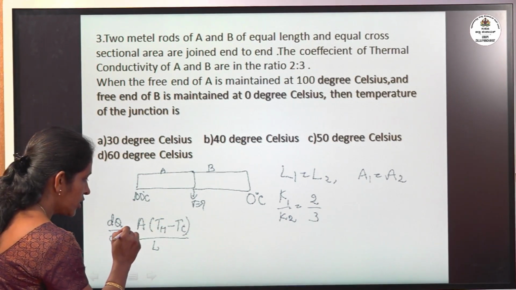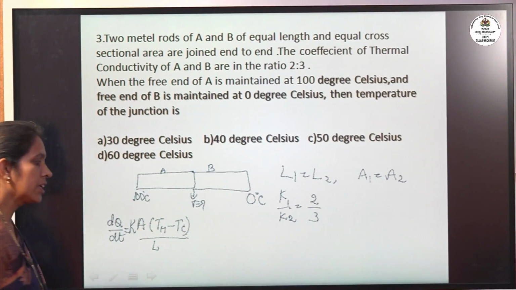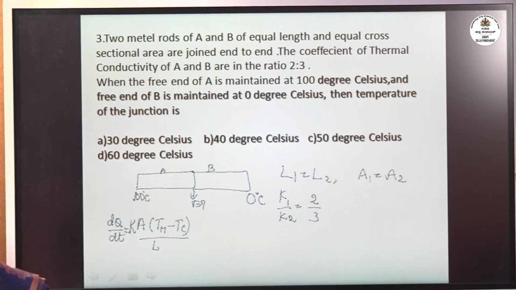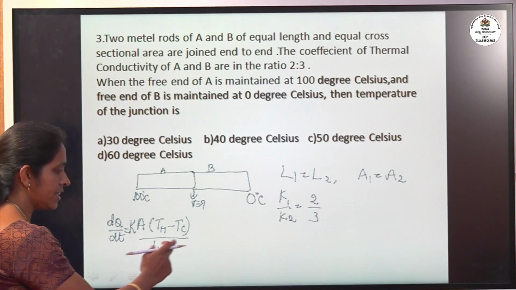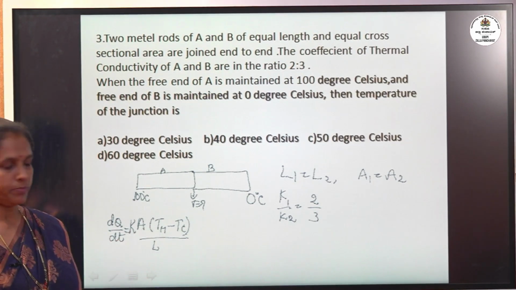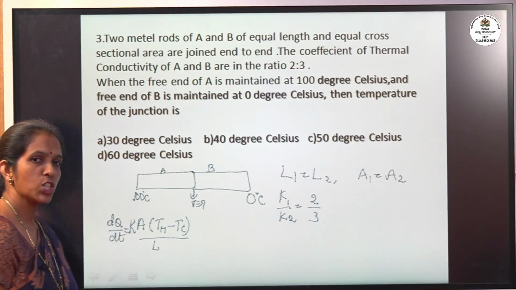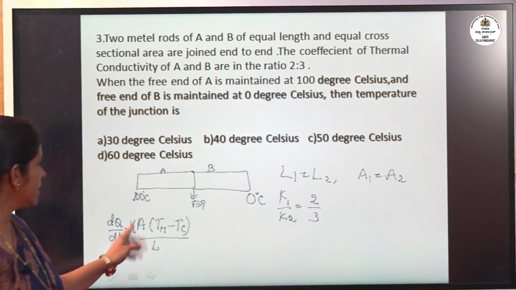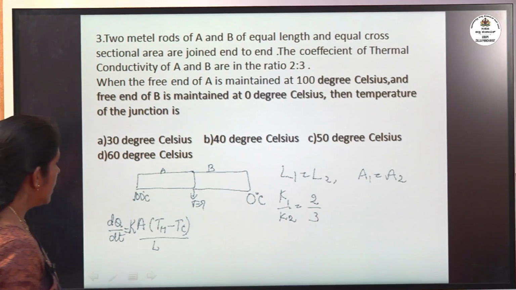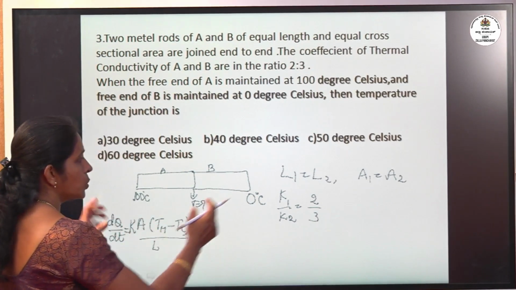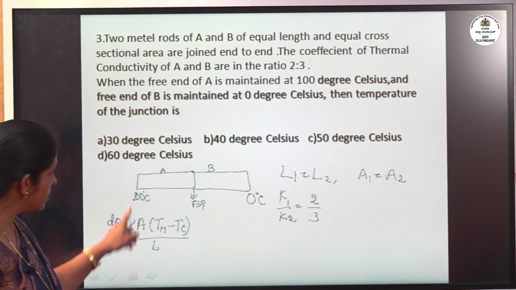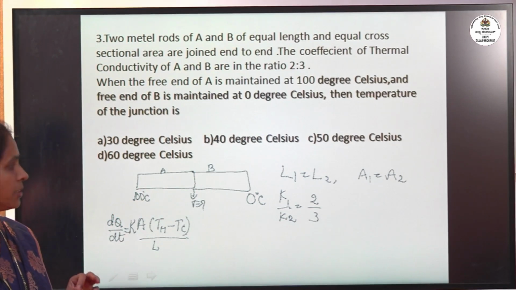Or dQ by dt is equal to KA into (Th minus Tc) by L, where Th is the temperature of the hot end, Tc is the temperature of the cold end, and L is the distance between hot end and cold end. K is the proportionality constant, called the coefficient of thermal conductivity, and A is the area of cross section. From the figure, there are two bodies of different material. Thermal conductivity depends on the material and is different for different materials.